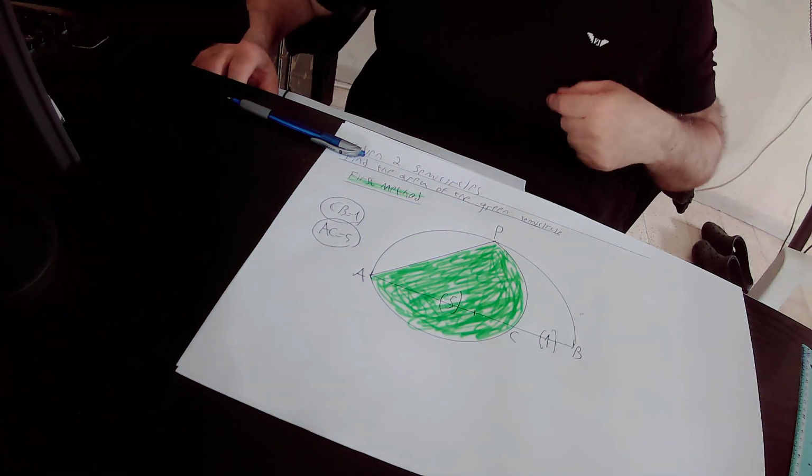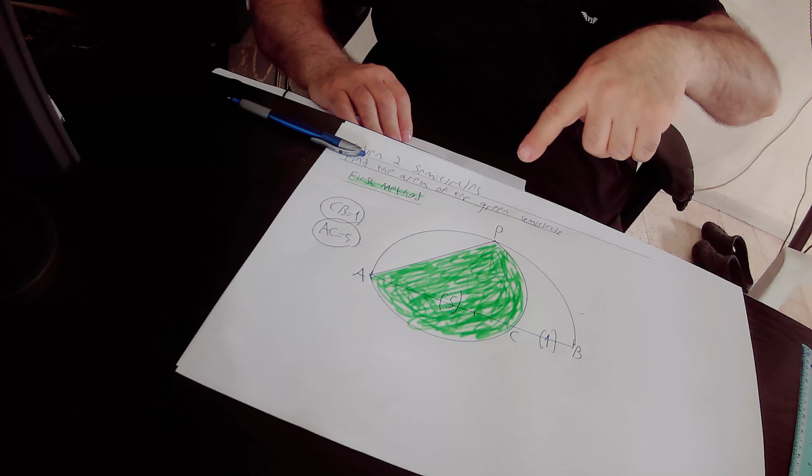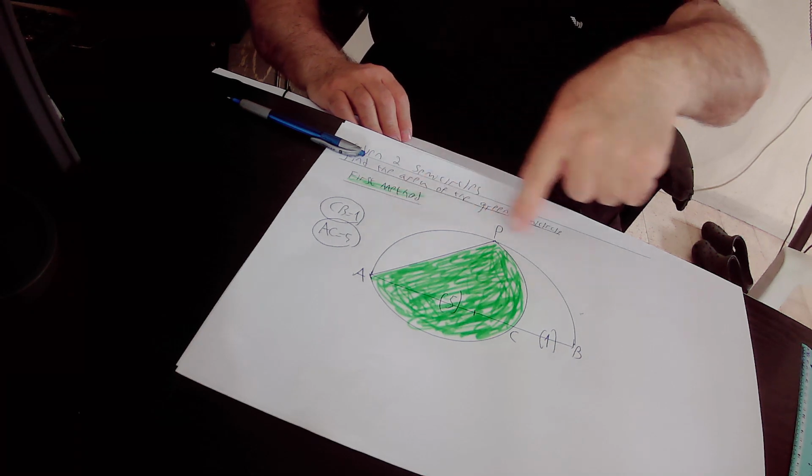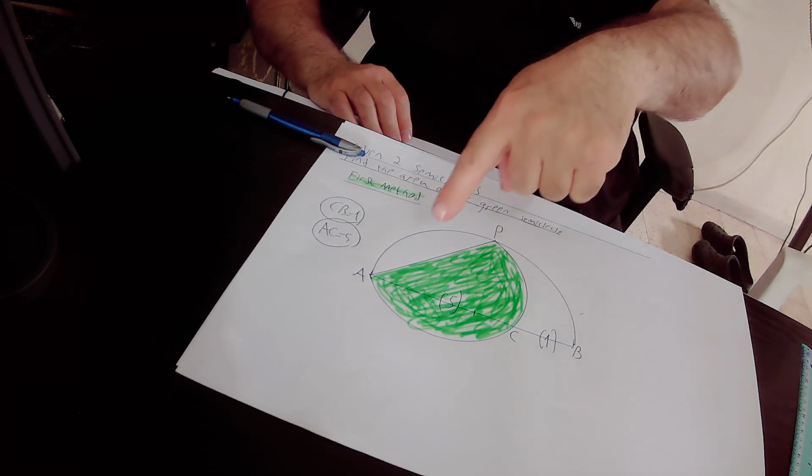Hello, in this lecture we find out the area of the green semicircle using two different methods. In the drawing we have two semicircles. This is the white semicircle and this is the green semicircle.